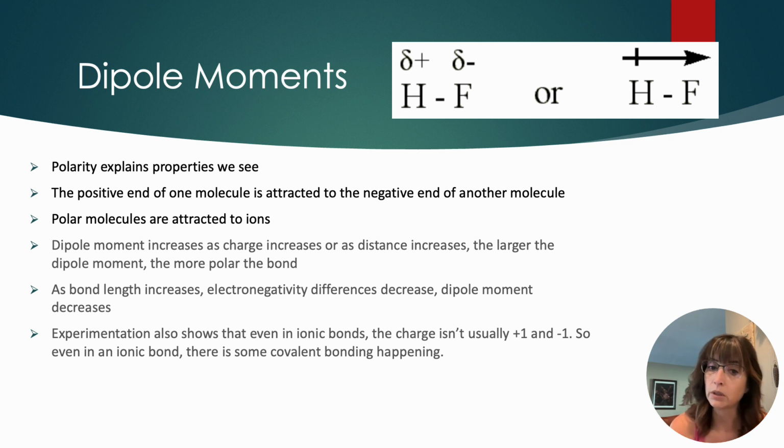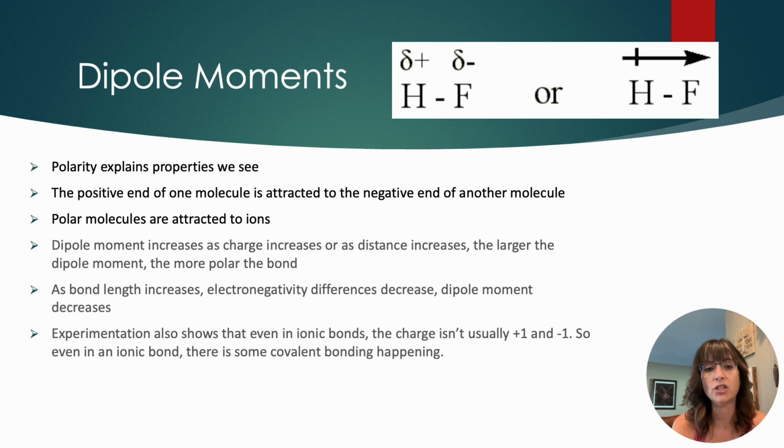Also note that polar, which is covalent, can be attracted to ions. Water has a positive and a negative region. Water is covalent, but water is attracted to, say, sodium ions or chlorine ions that are dissolved in it. And like I said, we're going to get into that more in the next unit. A dipole moment is going to increase as the charges increase or the distance increases. The larger the dipole moment, the more polar it is. So the farther apart those atoms are, the more the dipole moment increases.